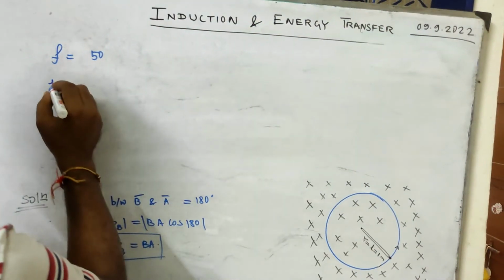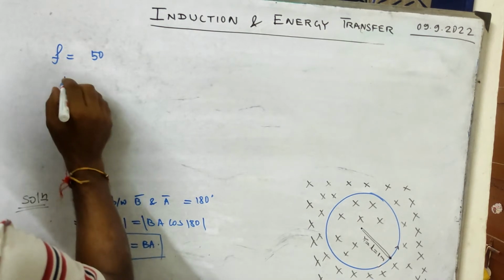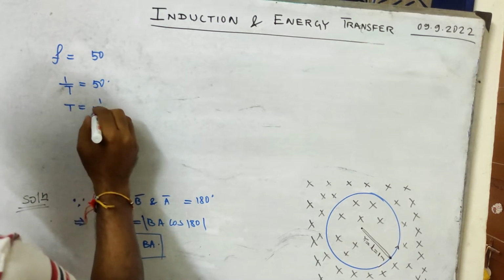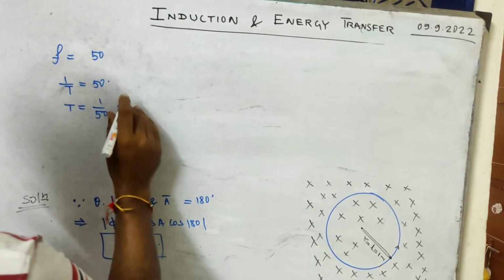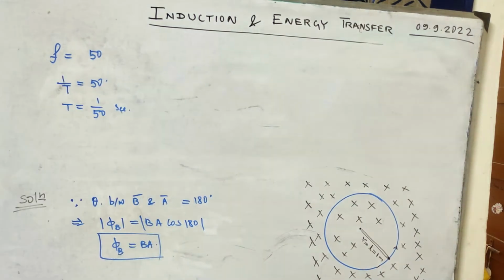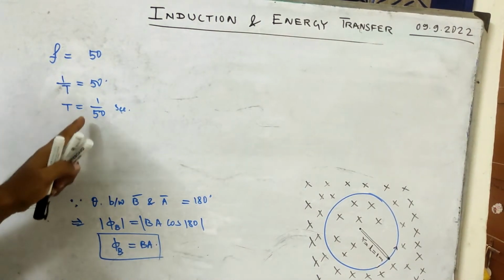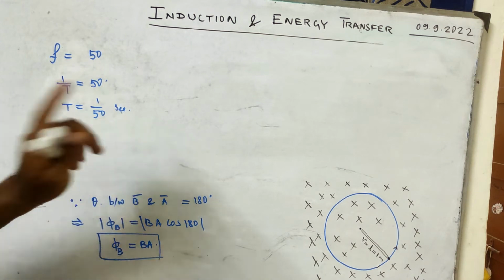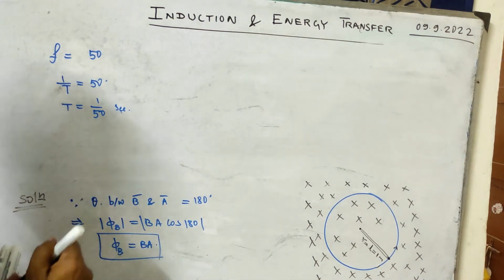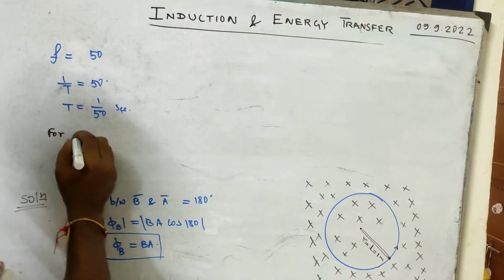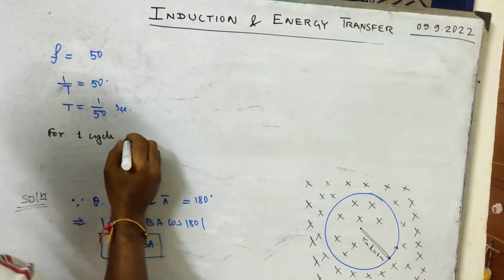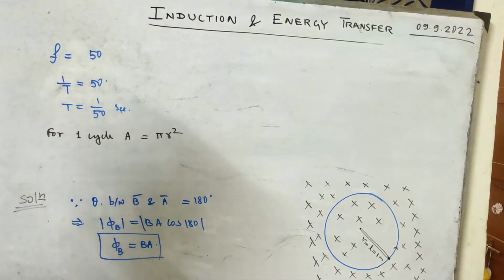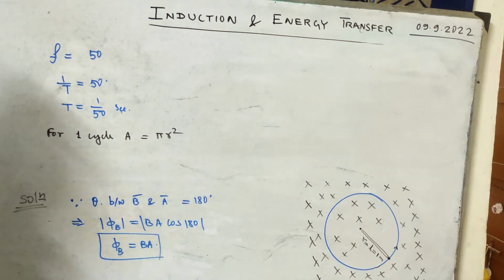Now 1 by T is equal to 50, so T is equal to 1 by 50 second. Here f is equal to 50, so 1 by T is equal to 50, so T is 1 by 50 second. That means for one cycle it takes 1 by 50 second. For one cycle, the area A is pi r square. So this area we also know.